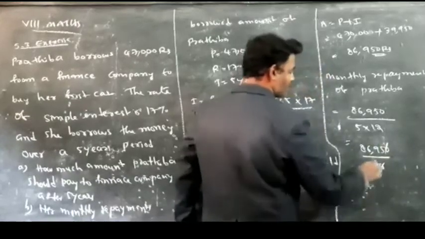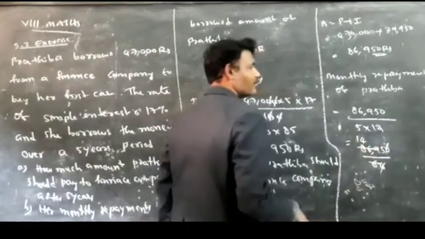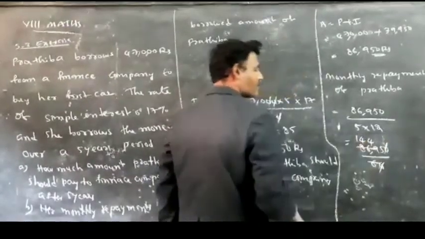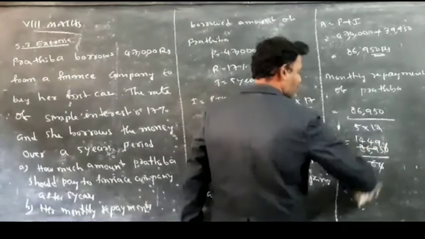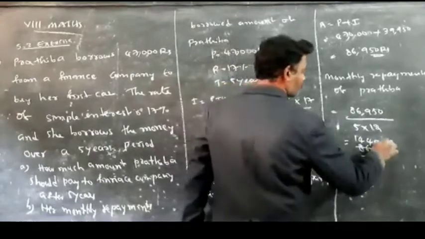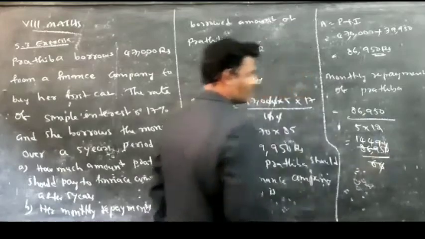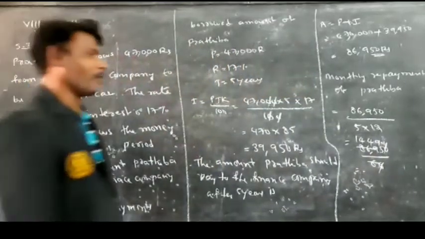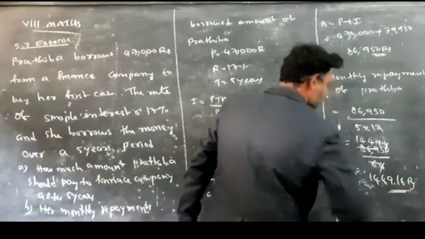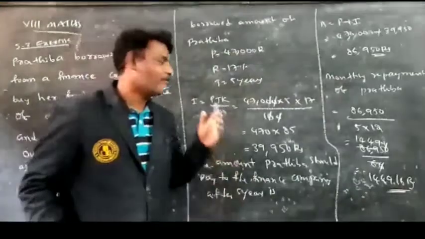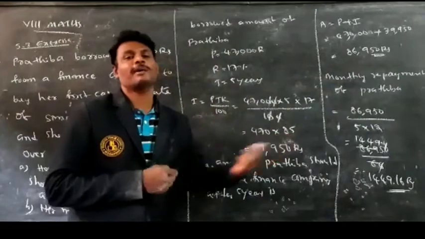0 and 0 gets cancelled. 6 ones are 6, remaining 2, 26. 6 fours are 24, remaining 2, 29. 6 fours are 24, remaining 5, 55. 6 nines are 54. Point 1 remaining. So she has to pay 1449.16 rupees. So 1,449 rupees and 16 paisa she has to pay as monthly repayments.